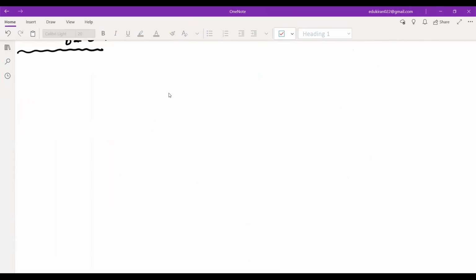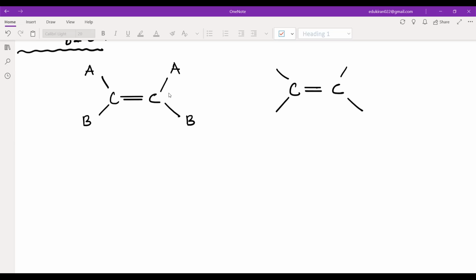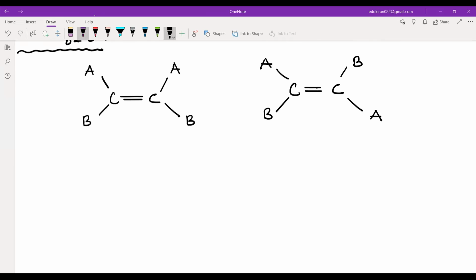Let me make two molecules here. Suppose you have carbon double bond carbon, and there are groups attached such as A, B, and there is another carbon atom where you have groups attached such as A, B. Now, if you look at the, wait a second. Sorry, let me do one thing. It will be better now if I give them A, B, C some.